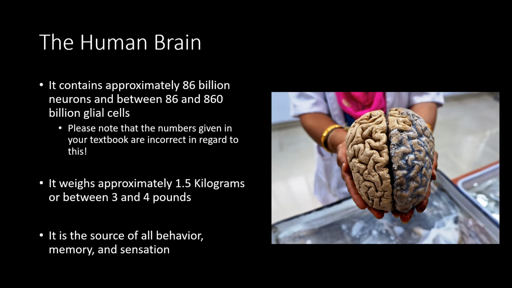Further, they form specialized sheets, which we will talk about in a little while, on the long portions of your neurons that allow them to conduct signals at faster rates. They're also responsible for holding the various neurons together in your brain in correct orientations, along with certain cleaning and maintenance functions, and we are likely to continue to discover more as time goes on. The brain itself weighs approximately 1.5 kilograms, or between 3 and 4 pounds, and it is the source of all behavior, memory, and sensation.